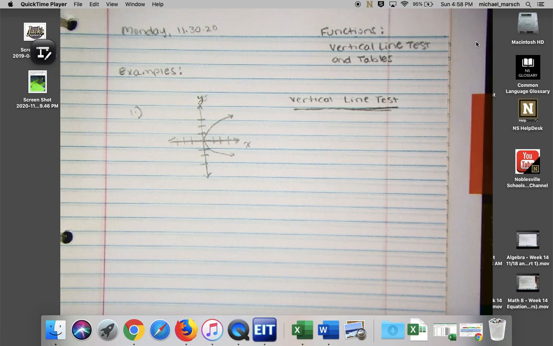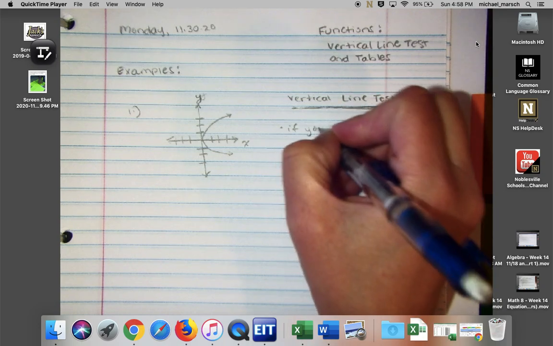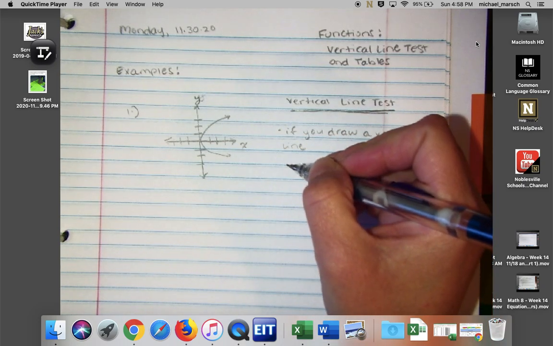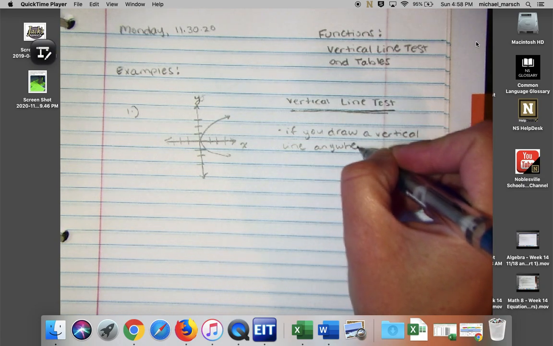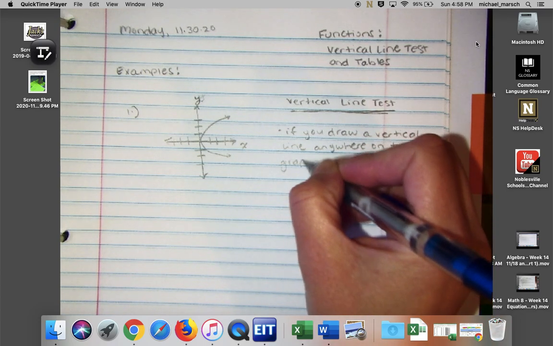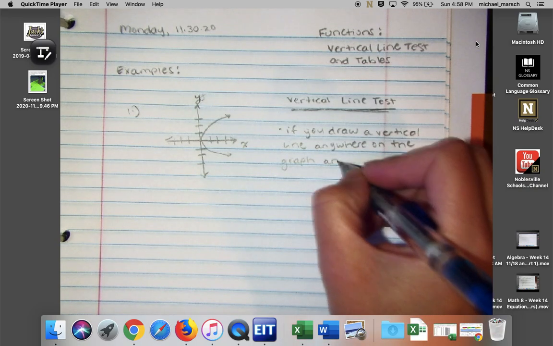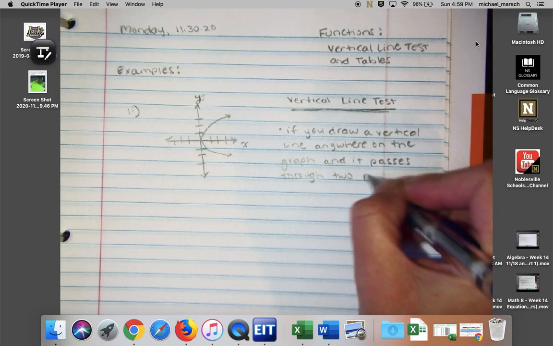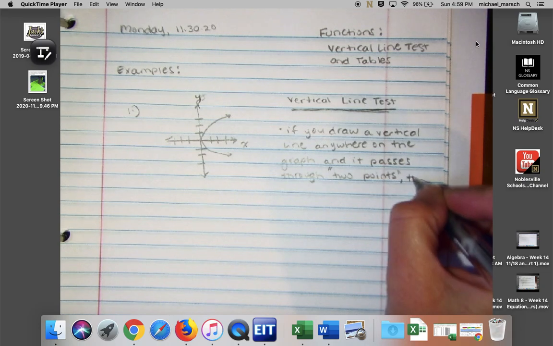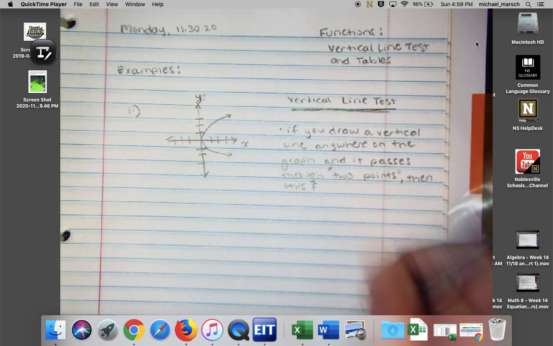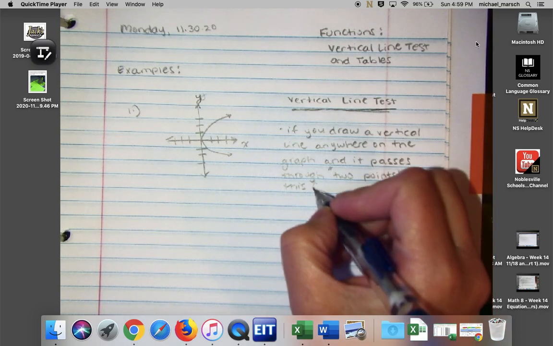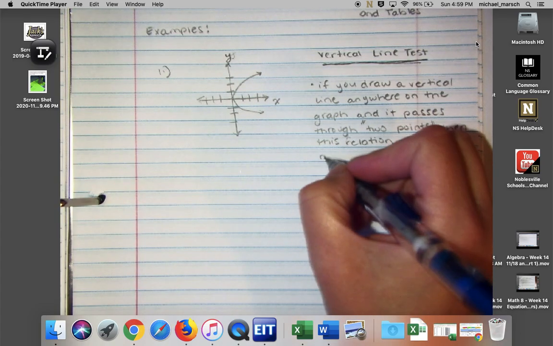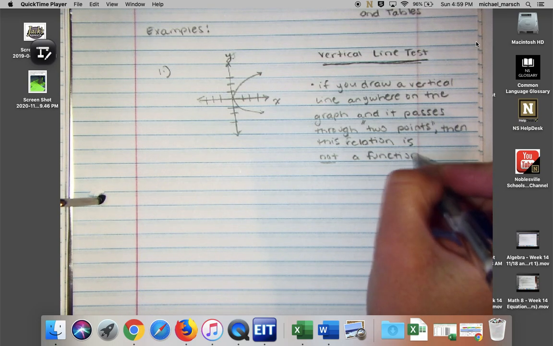All right. So what this means is if I draw a vertical line anywhere on the graph, and it passes through 2 points, then this relation, remember a relation is just a set of ordered pairs, a graph, a table, then this relation is not a function. Okay.